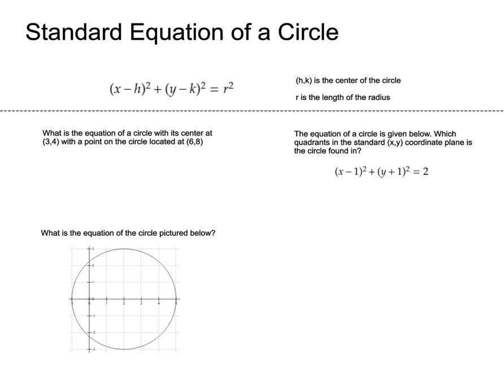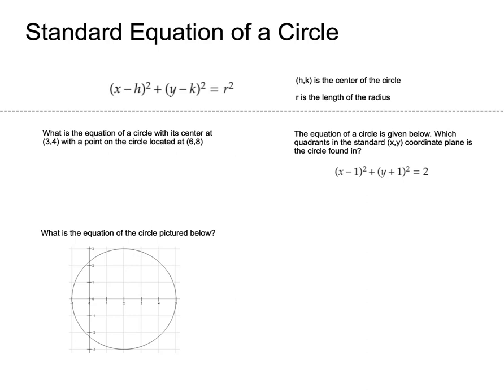In this video, I want to review the standard equation of a circle. The standard equation of a circle takes on the form (x minus h) squared plus (y minus k) squared equals r squared, where (h, k) is the center of the circle and r is the length of the radius of the circle. With that information, let's do a few practice problems.